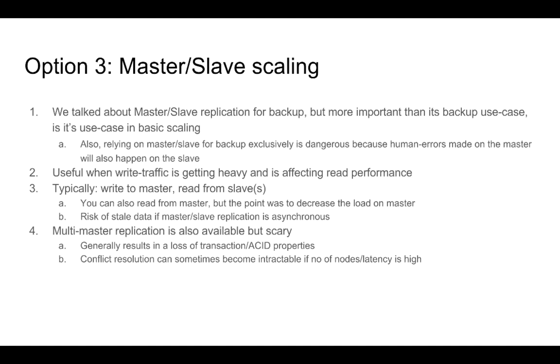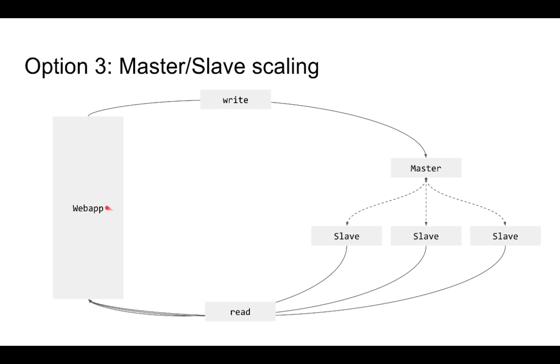But coming back to scaling, we typically look at master-slave scaling when the write traffic is getting a little heavy and the write traffic has started to affect the read performance of our database. So the way it's typically set up is that we have a master database and a slave database. The slave is getting changes and staying up to date with the master database. So we write to the master database and then we make all the read queries on the slave databases. So this is what the setup looks like.